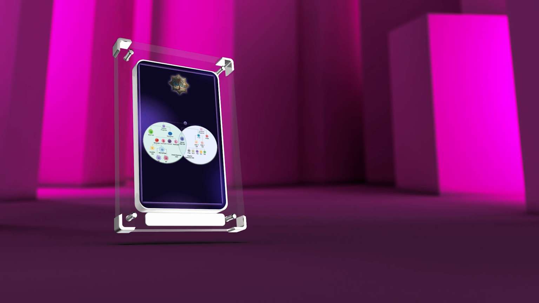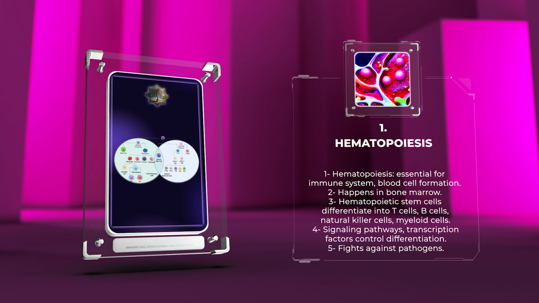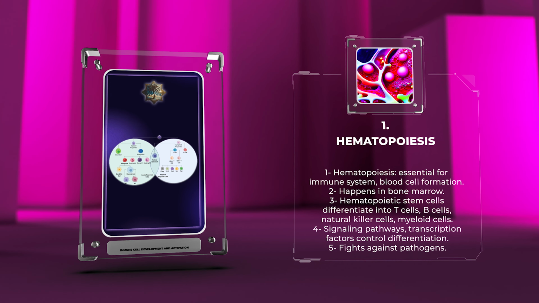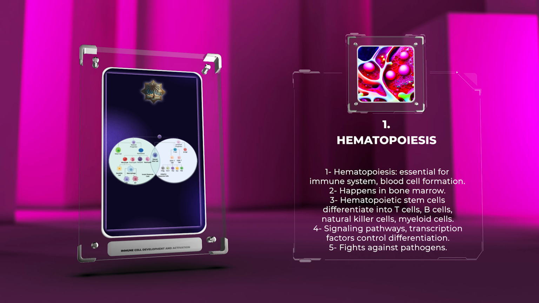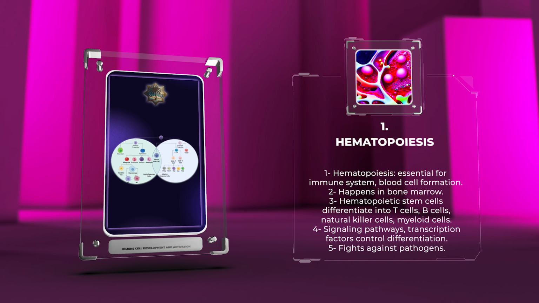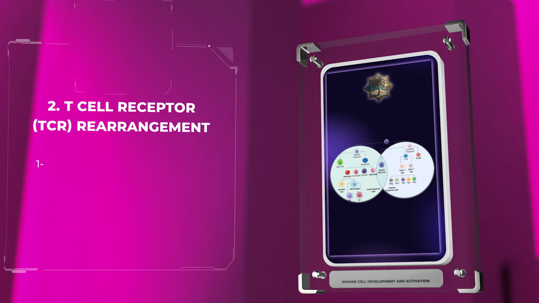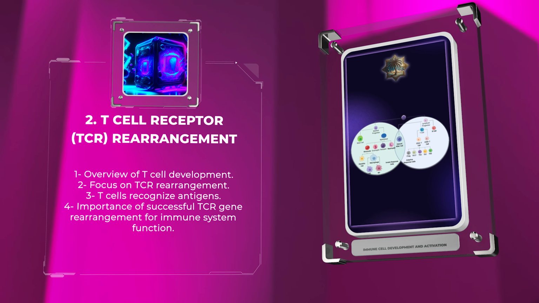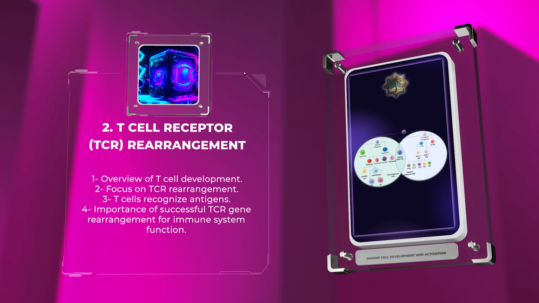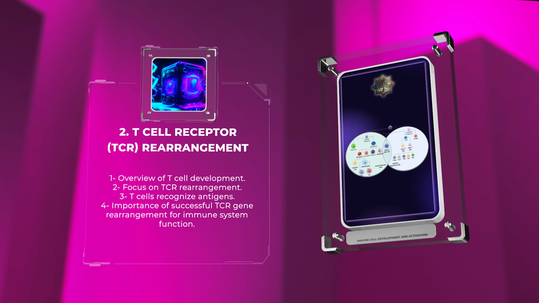Hematopoiesis is the process of blood cell formation that is essential for the immune system. It happens in the bone marrow, where hematopoietic stem cells differentiate into different types of immune cells like T cells, B cells, natural killer cells, and myeloid cells. The differentiation steps are controlled by signaling pathways and transcription factors, ensuring the production of various immune cells to fight against pathogens. This video will provide an overview of T cell development, specifically focusing on the process of TCR rearrangement. We will discuss how T cells recognize antigens and the importance of successful TCR gene rearrangement for immune system function.